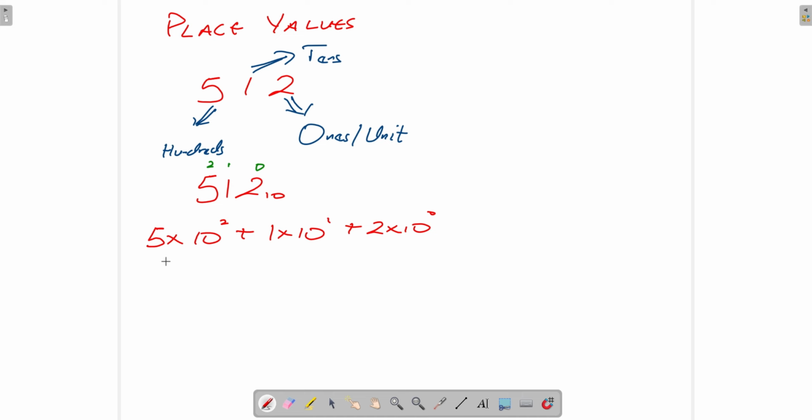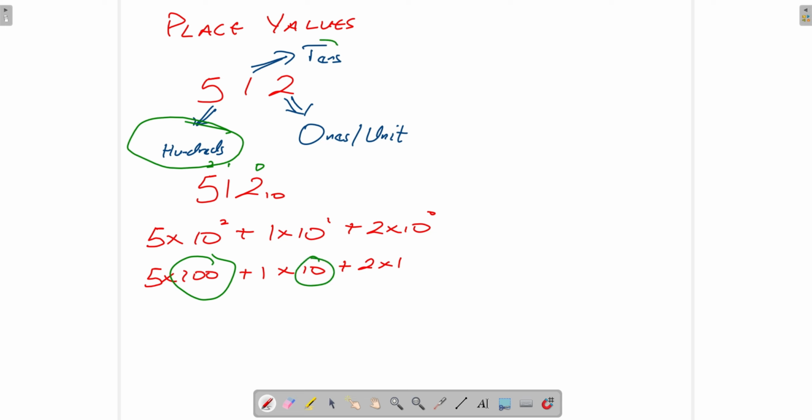Watch this now. We've got 5 multiplied by 10 raised to the power 2, which is 100, plus 1 multiplied by 10 raised to the power 1, which is 10, plus 2 multiplied by 10 raised to the power 0, which is 1. Okay, so we notice a pattern here. We see 100 here, and we see 500s. We see 10 here, and 1 is in the tens. We see 1, and we see ones.